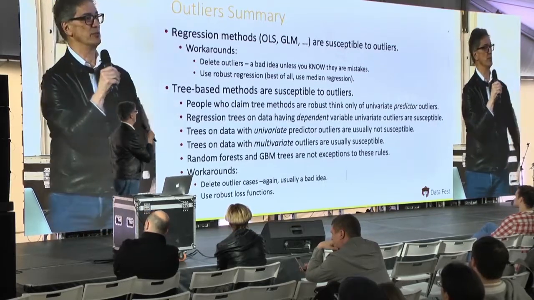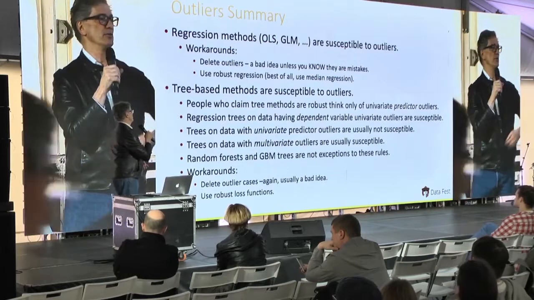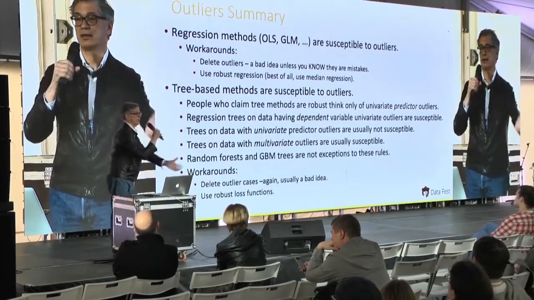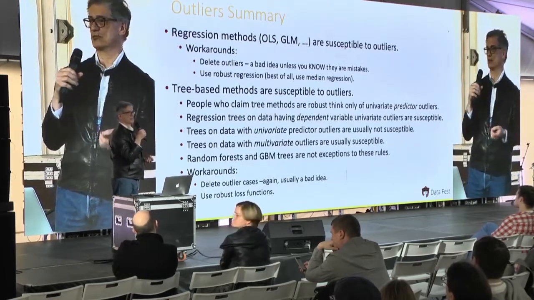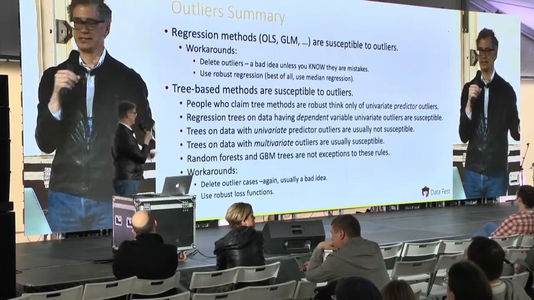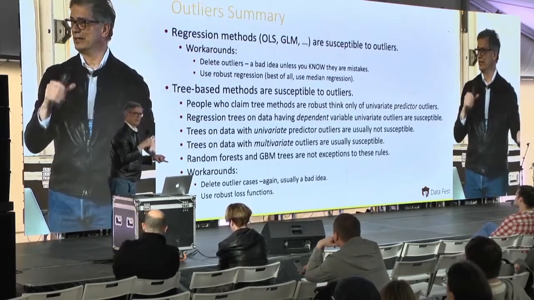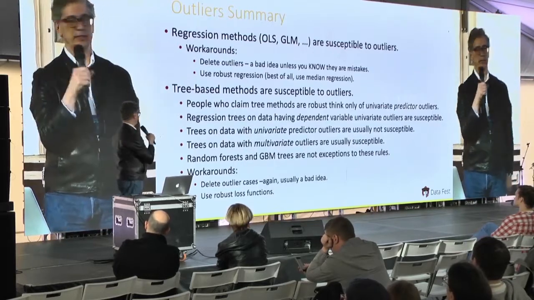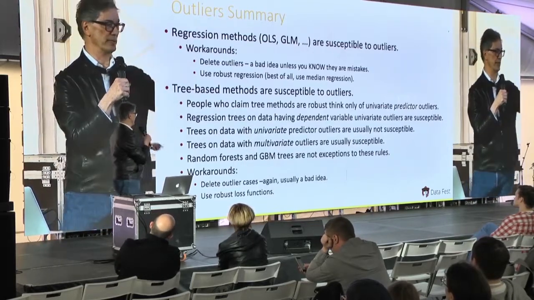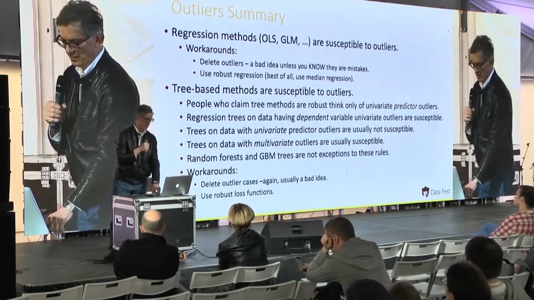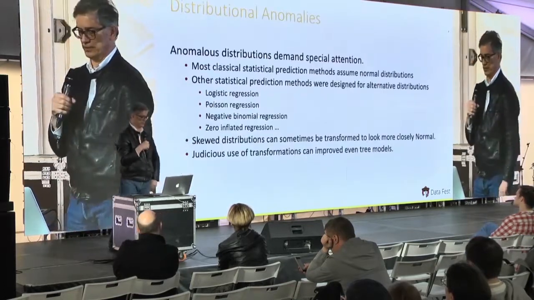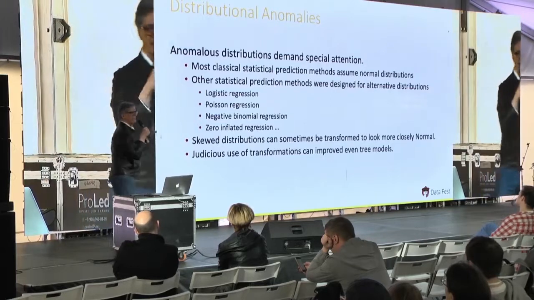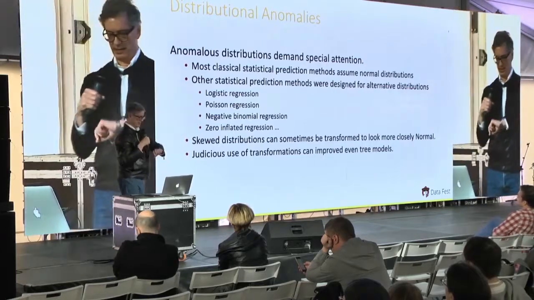That is true whether you use an ensemble method and add the trees together. You're going to get a biased estimate. So you better worry if you detect outliers on your dependent variable. The workarounds are the same that you would think for regression models. Now let's move on to distributional anomalies.